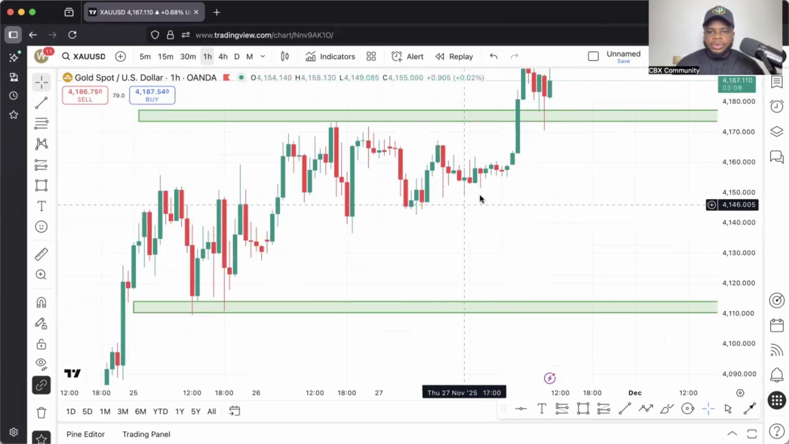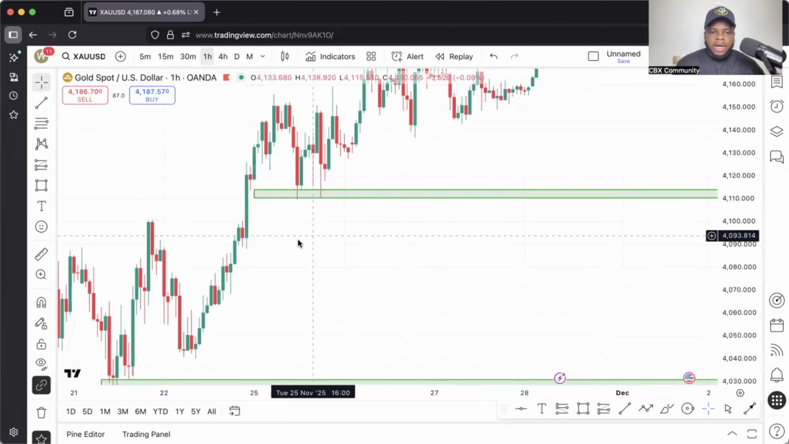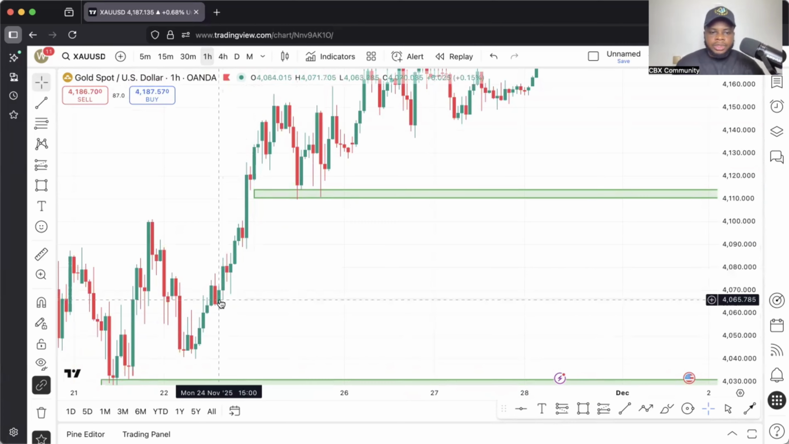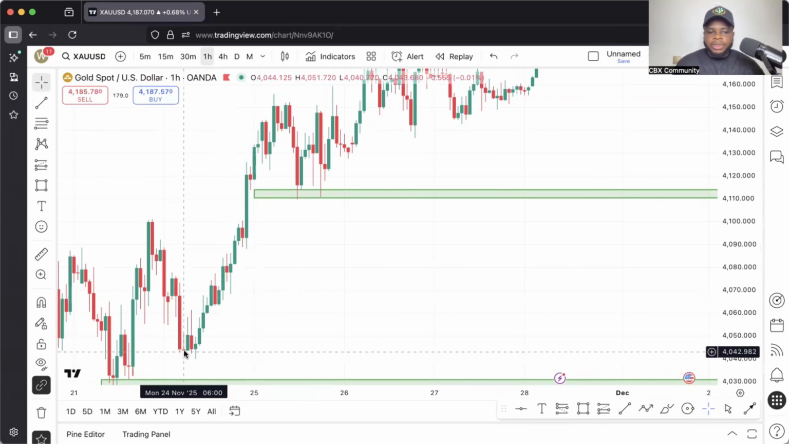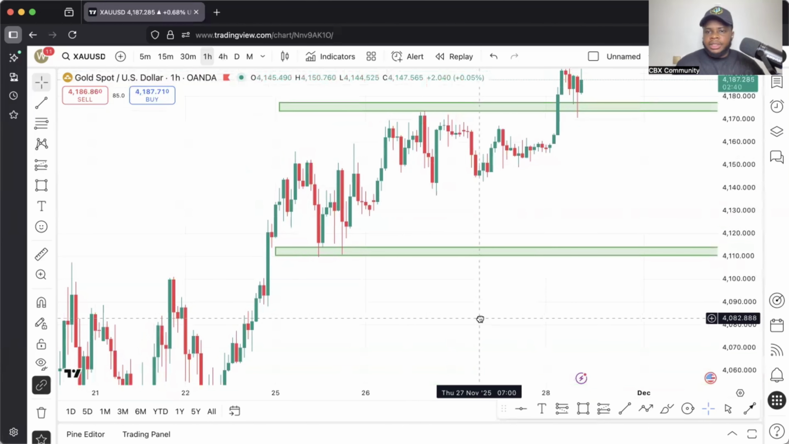I understand that we have several minor supports and a support zone. But today is Friday, so it's very important for us to know what you're anticipating the market to give to us. We also have minor supports and a support zone. So let's wait and see.